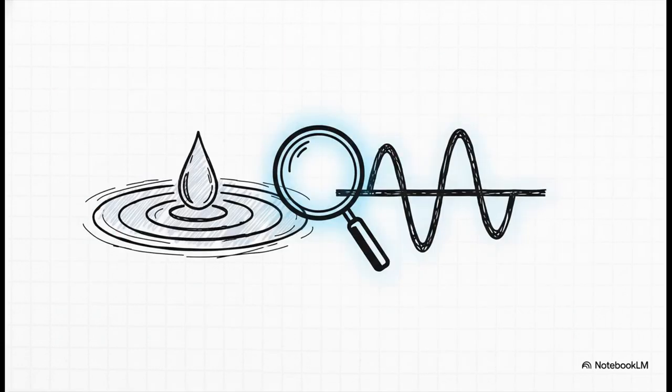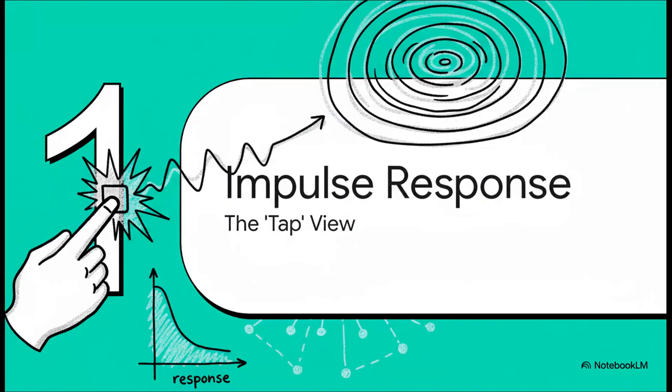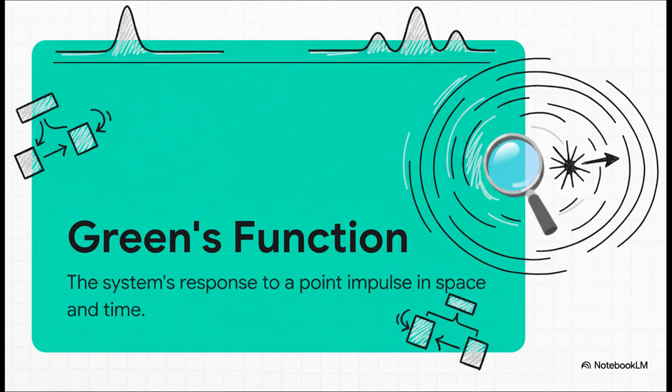Well, the short answer is they are incredibly close, but they are not identical. And honestly, understanding that small but crucial difference is the key to everything. So let's unpack it. To really get this, we've got to look at a system in two completely different ways. We're going to start with the first view, its impulse response. This is the world of the Green's function.